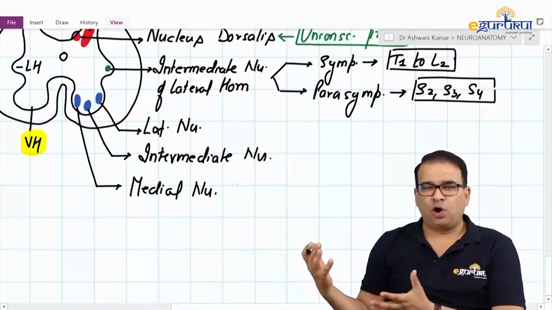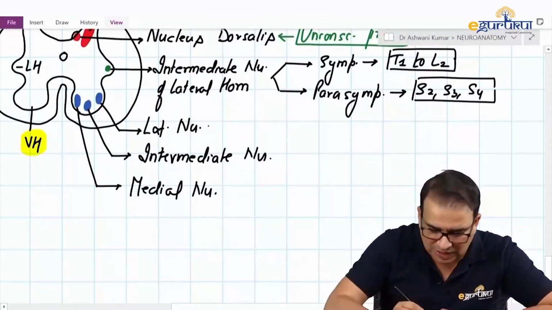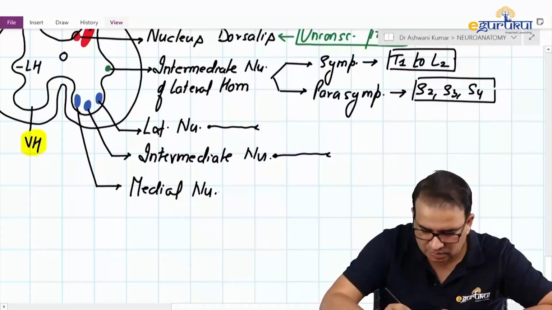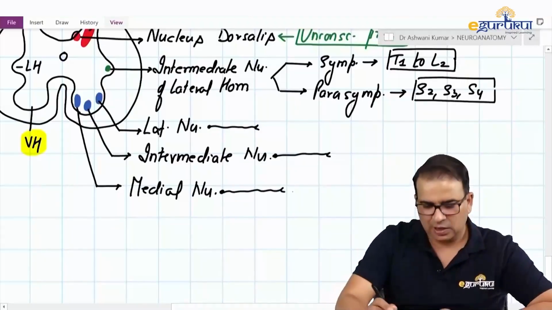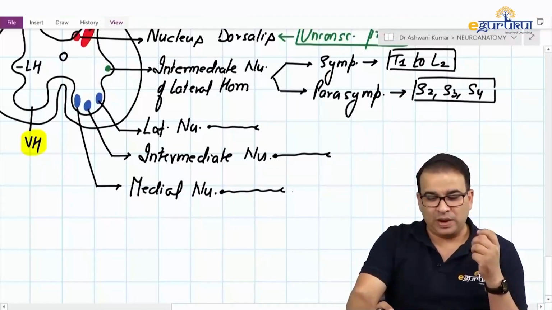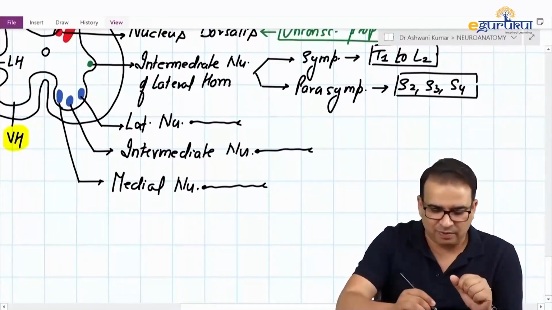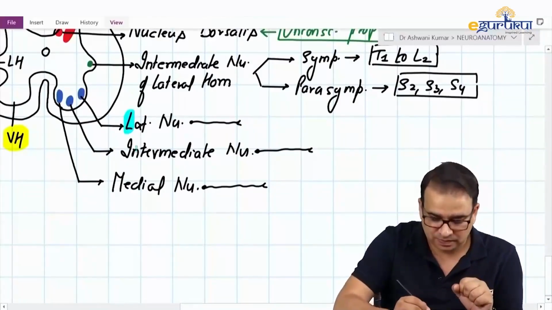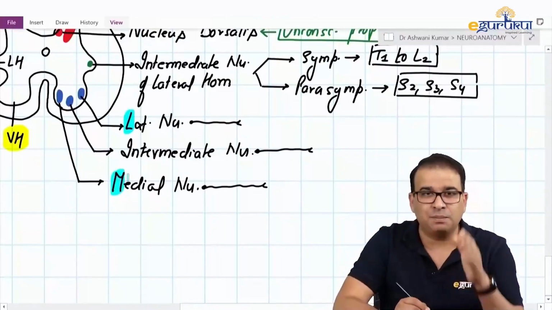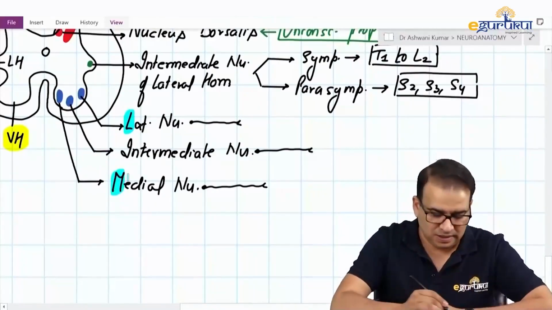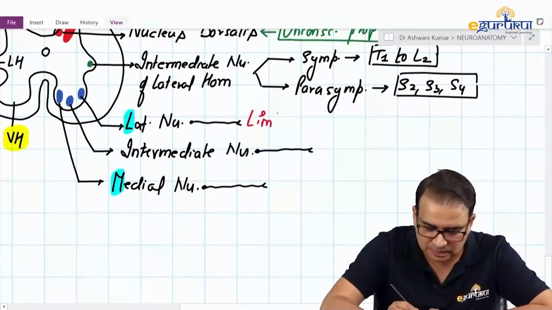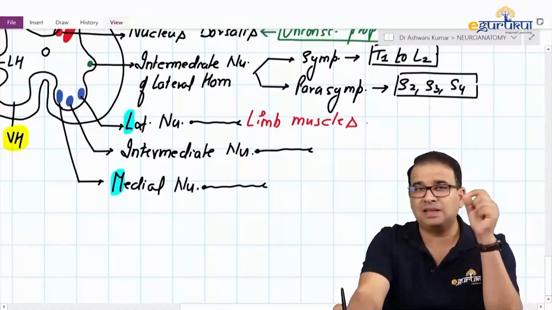It's quite sure that all of them will be giving rise to some motor nerve. So some motor nerve will be coming out of this lateral nucleus, some motor nerve from this intermediate, and some motor nerve from this medial. Now it depends upon where those nerves are supplying, and again these alphabets will give you a hint. Guys, L for lateral and L for limbs, M for medial and M for midline or axial. So when you think of lateral nucleus, think of what muscles? Limb muscles. All your limb muscles are supplied by the lateral nucleus.